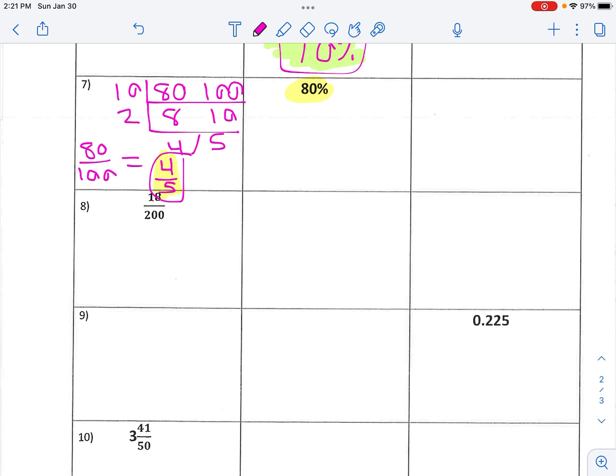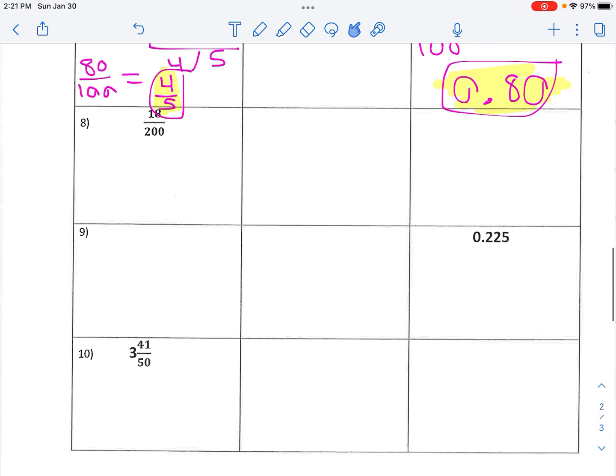Okay, percent. Let's go back to our 80/100. We know 80% equals 80/100. And we know to write 80/100 is 0.80. Okay, sorry, that little line.